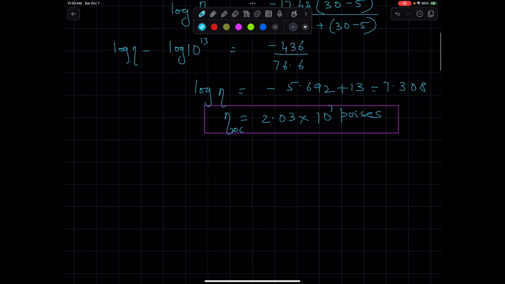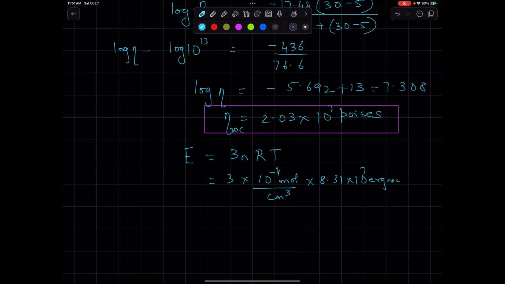Now, for the modulus, E equals 3nRT, where n is the concentration of the chain segments. So 3 times 10 to the negative 4 moles per centimeter cube, times R, which is 8.31 times 10 to the power 7 ergs per mole per Kelvin, times 303 Kelvin, gives 7.56 times 10 to the power 6 dynes per centimeter square.